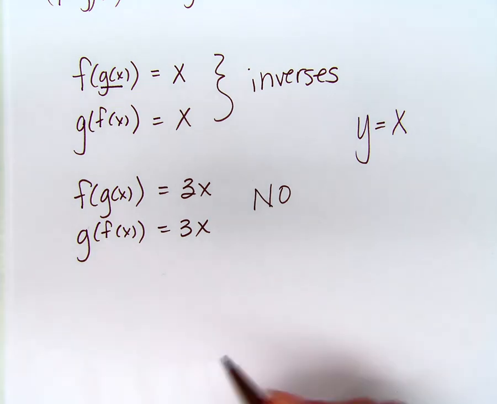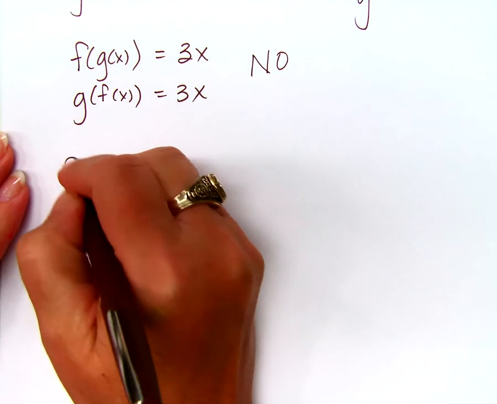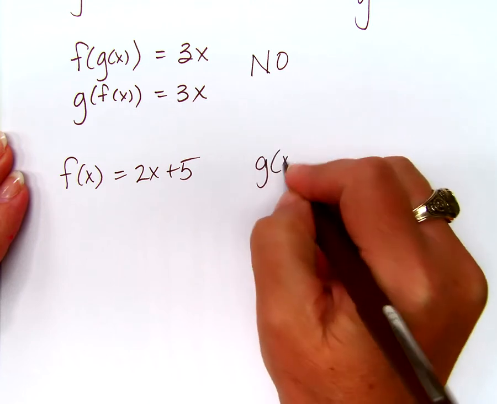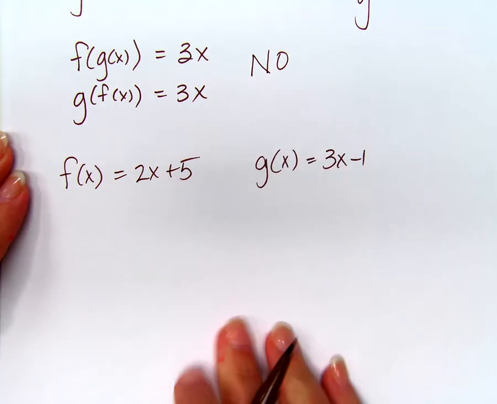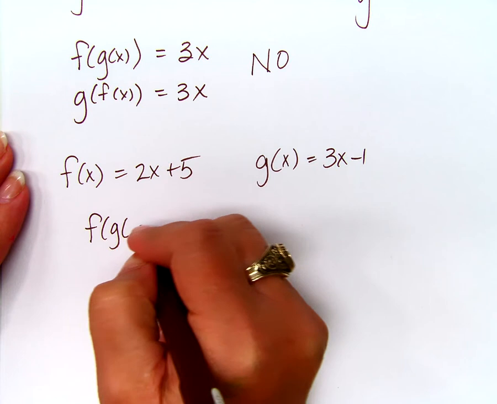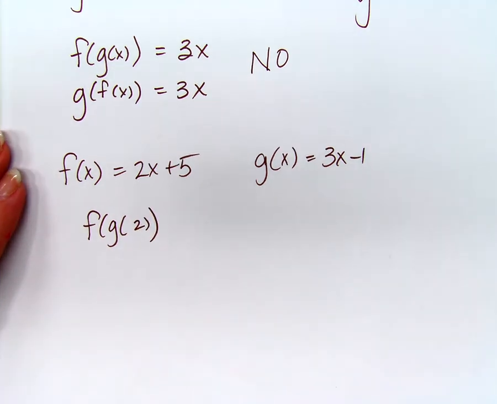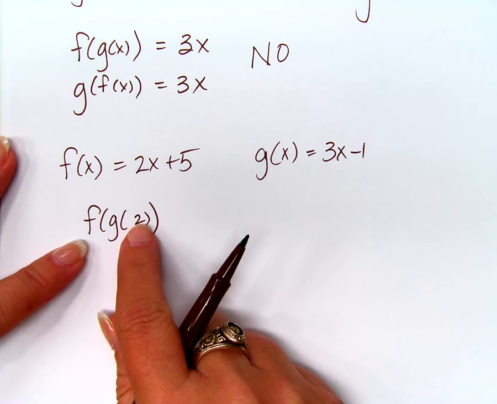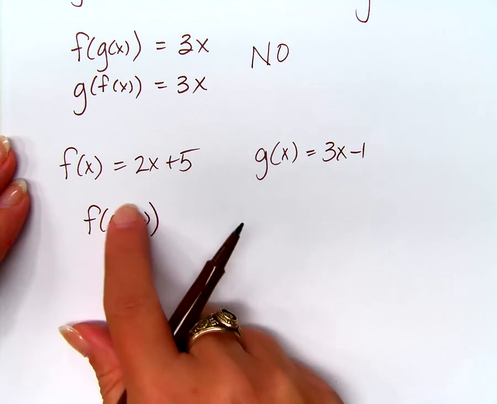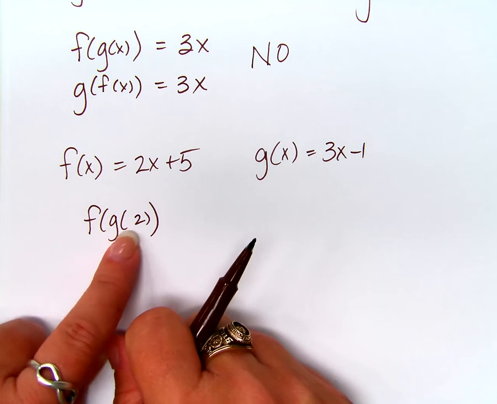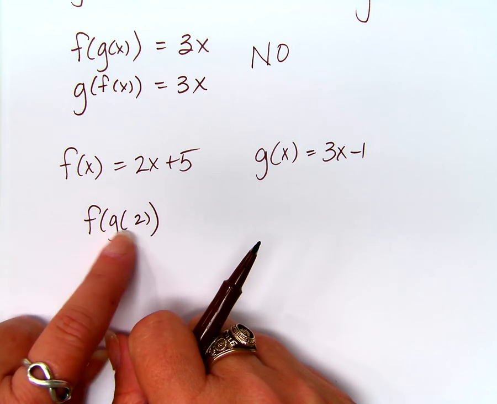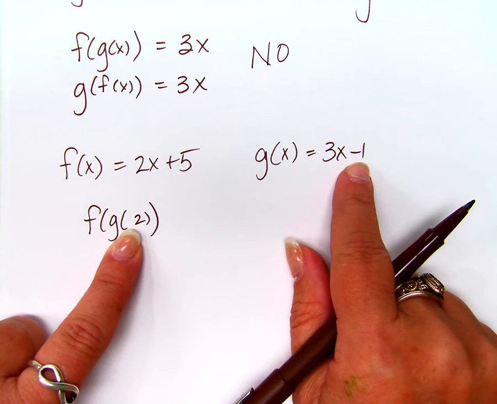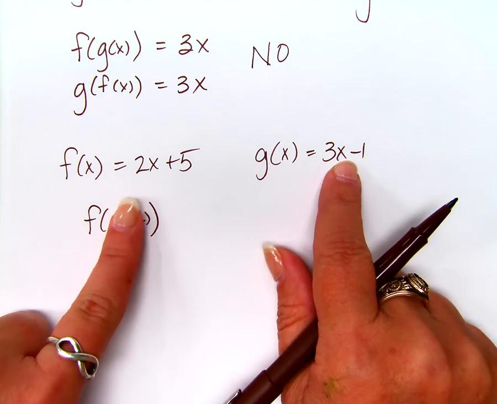Let's see. Here's a good one. What if they say f of x equals 2x plus 5 and g of x equals 3x minus 1? Find f of g of 2. Do you have to do f of g of x and get an answer and then plug 2 in? Or can you start right here with g of 2? Yeah, plug 2 in for x in g, right? So 3 times 2 is 6 minus 1 is 5. So g of 2 is 5.